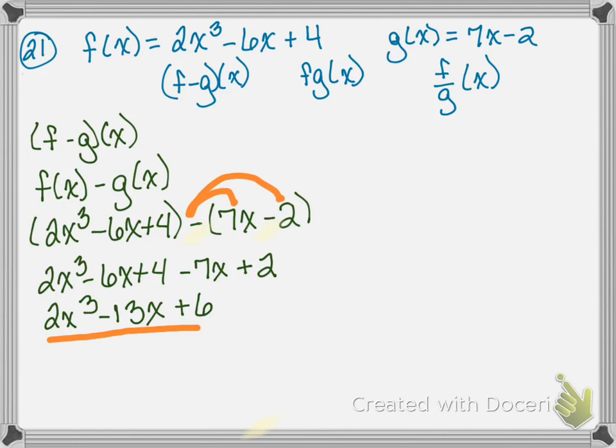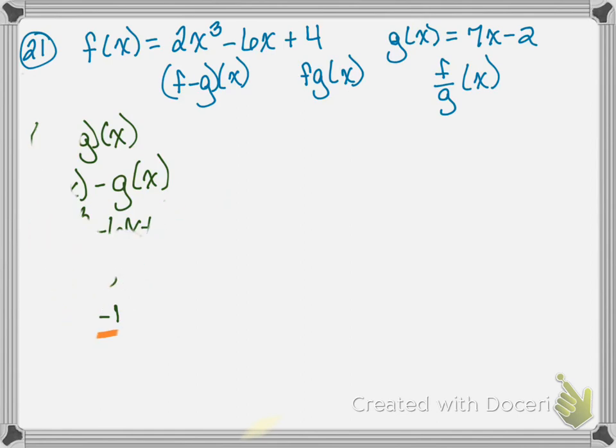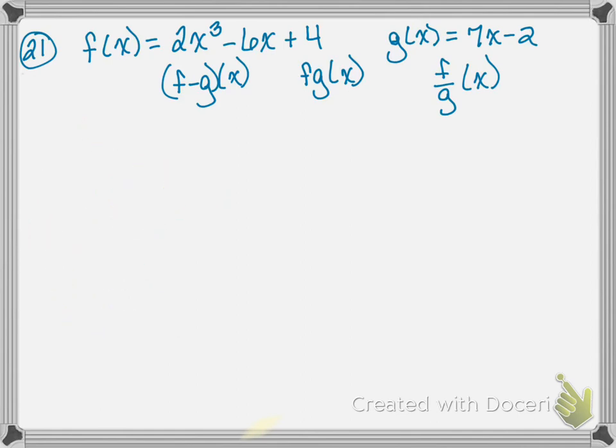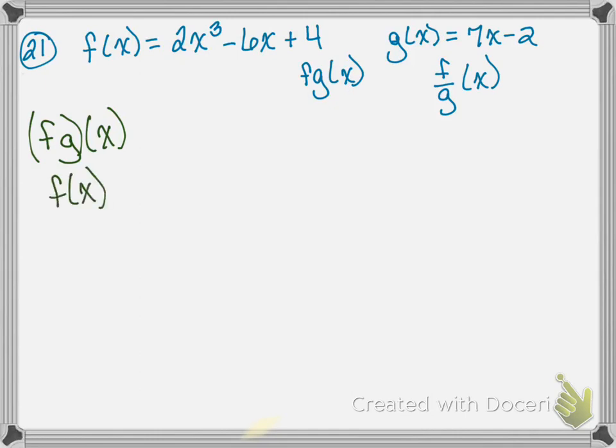Next, we are going to multiply, so I'm going to go ahead and erase this so we can do f times g of x. Okay. So now I have f times g of x, and what that means is f of x times g of x.